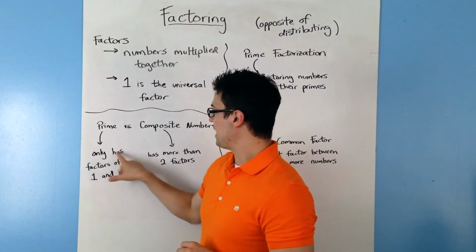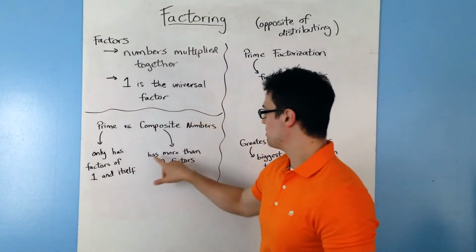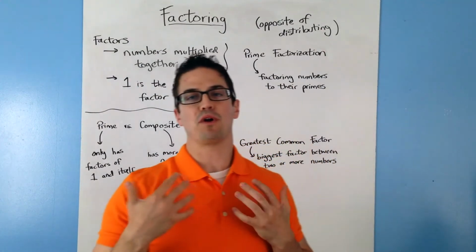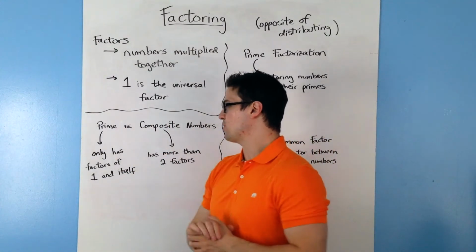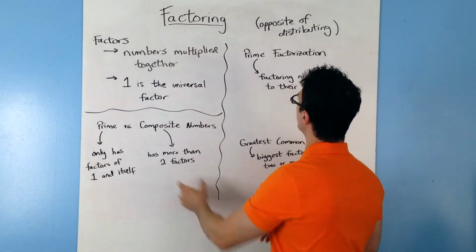A prime number only has factors of 1 and itself, where a composite number has more than 2 factors. Okay, so you can think of examples in your head about what a prime number is versus a composite number. Primes can only be multiplied by themselves, and a composite has more than 2 factors.